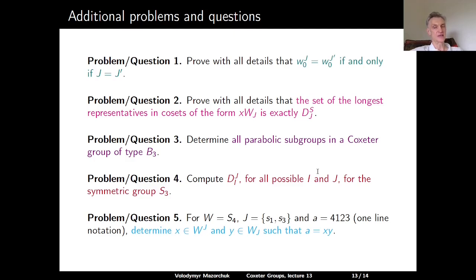let A be the permutation 4, 1, 2, 3, given in one-line notation. Determine the element x in W upper J and the element y in W lower J such that A is equal to x y.